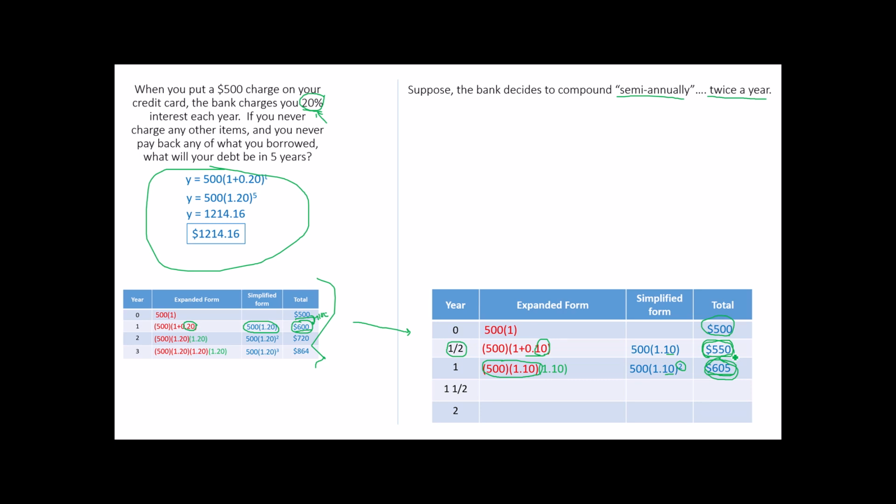Does that make sense? You might need to go back and listen to that again. That's a little bit tricky, a little bit complicated, but it should make sense after you think about it a couple times. Now, at the end of 1 year, I now owe them $605.